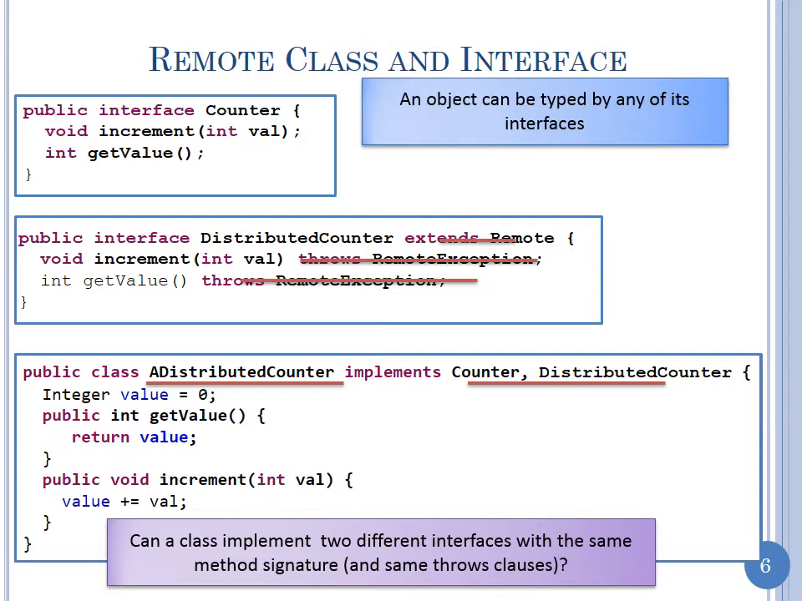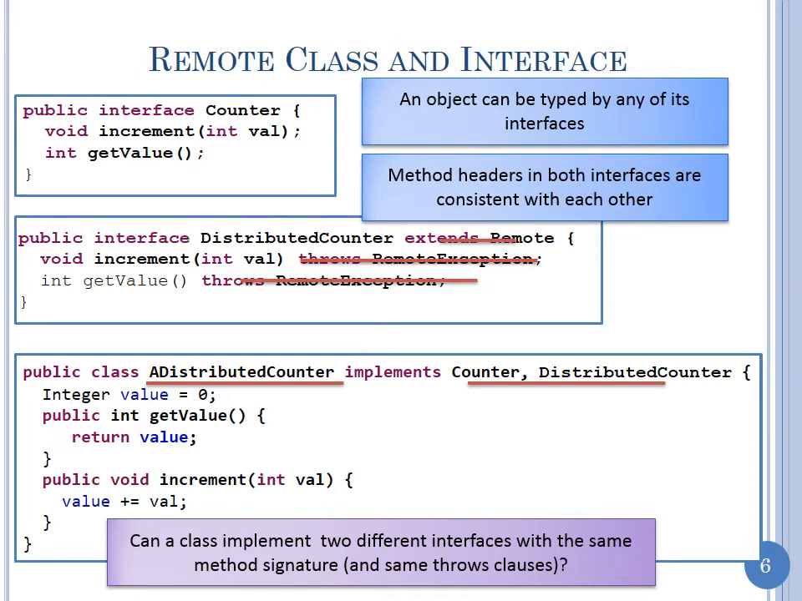Another way to put that is an object can be typed by the class, of course, and by any of its interfaces. Okay, and the method headers in both interfaces are consistent with each other and with the class headers, so there's really no conflict here. If you type it using the class or any of the interfaces, we're talking of doing the same checking. Okay, so there's no problem.